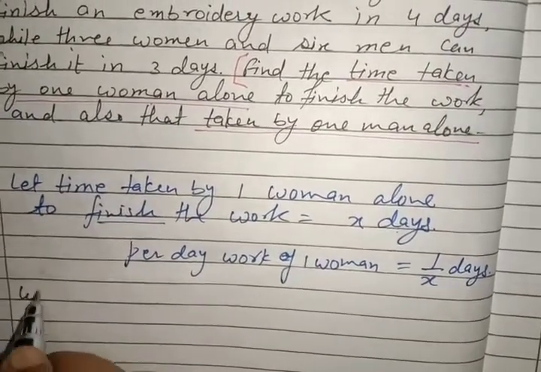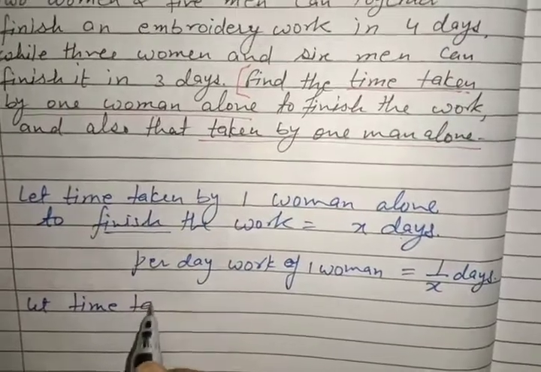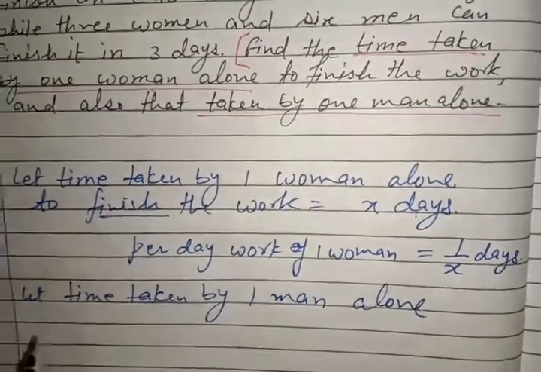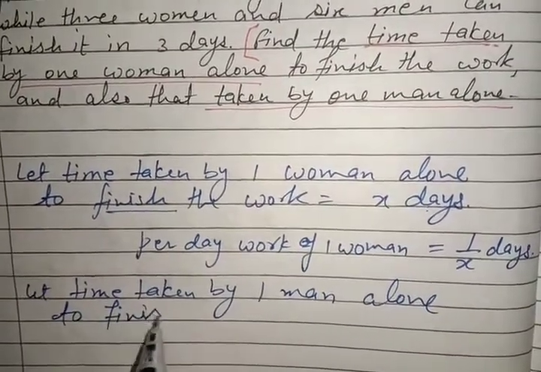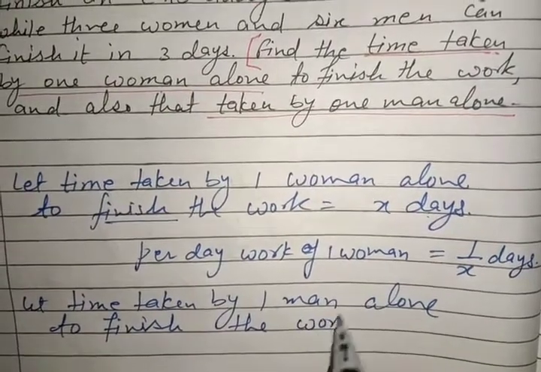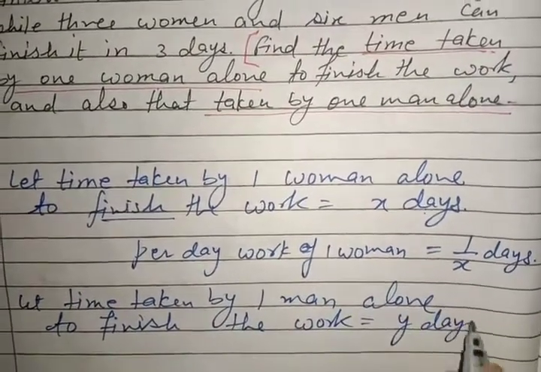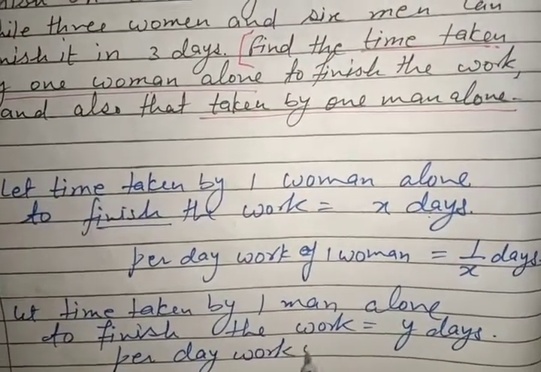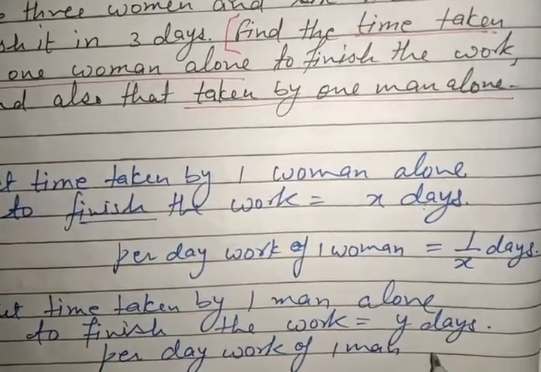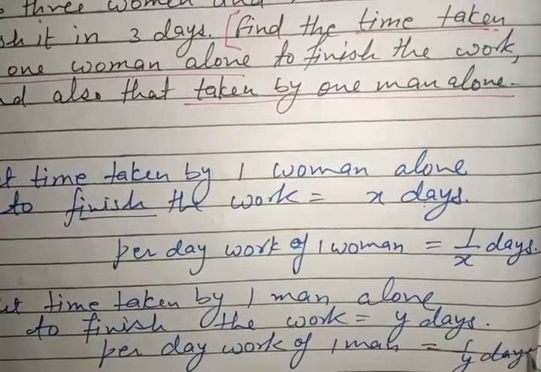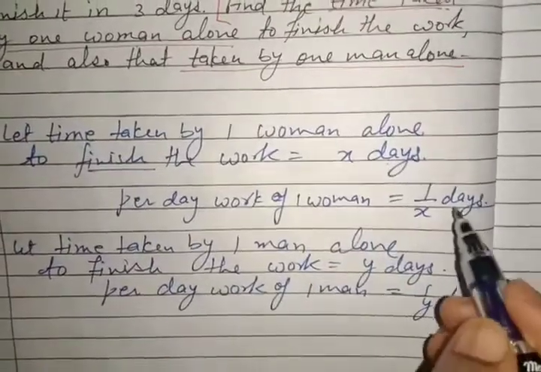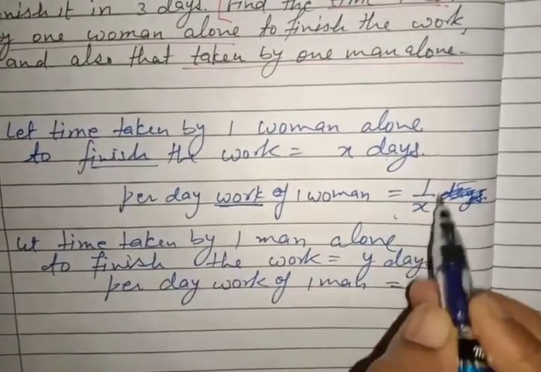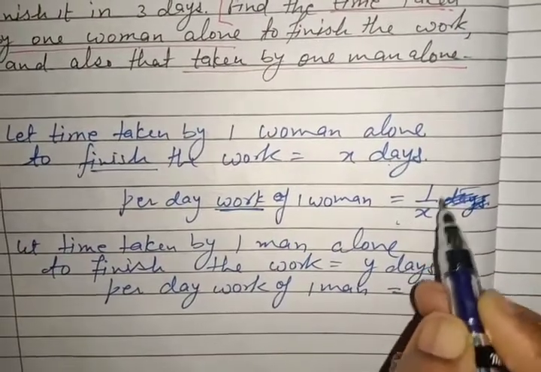And same, let time taken by one man alone to finish the work be y days. So per day work of one man is 1/y. This is work, per day work, work done in one day. Work that should be done in one day is 1/x.